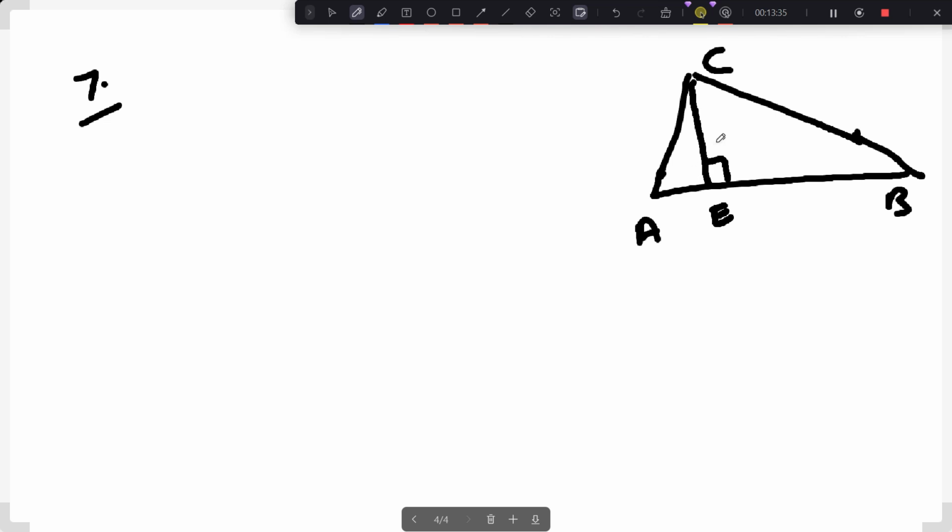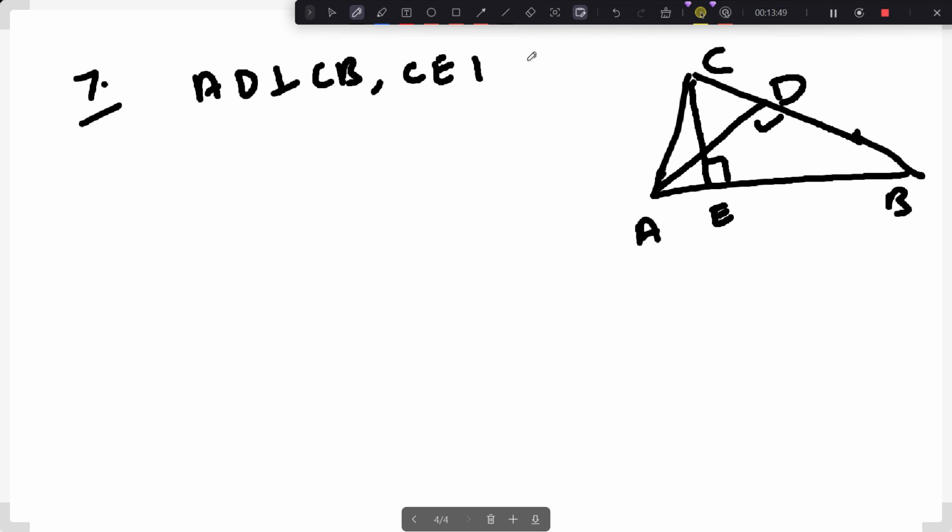There's another altitude. So these are two altitudes, AD perpendicular to CB, and CE perpendicular to AB. ठीक है? They intersect at point P.